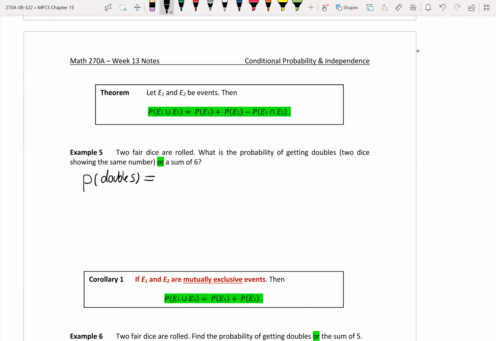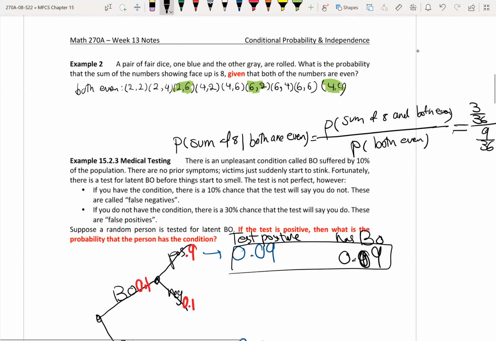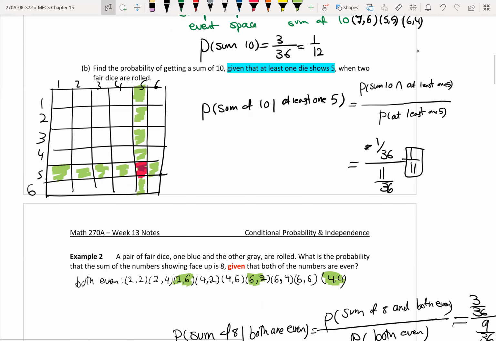What's the probability of getting doubles? Doubles, I think, yeah, 36. Oh, I mean, you divided, okay. That's fine. You simplified, right?